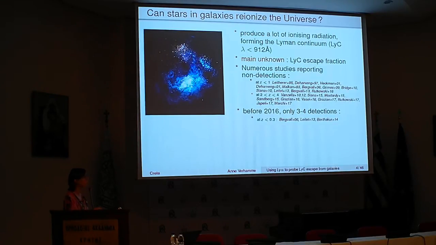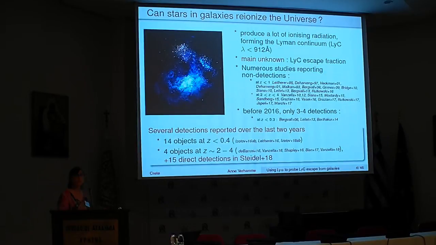Actually, low redshift galaxies seem to be opaque to their own ionizing radiation most of the time. And at higher redshift, people were confronted with another problem, which is contamination by foreground objects, so lots of false detections. And before 2016, only very few detections were known in the local universe. But things have drastically changed over the past 2 years, as witnessed by the number of people in the room compared to when we organized this meeting 2 years ago. And it seems that the community of people interested in Lyman continuum leakage from galaxies is growing rapidly.